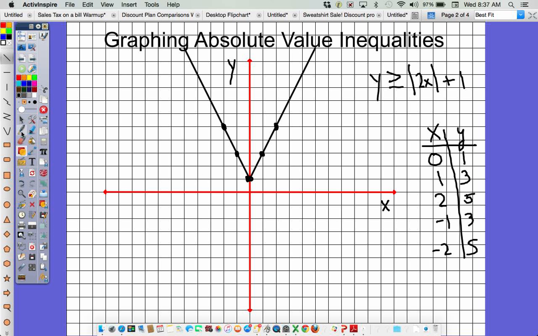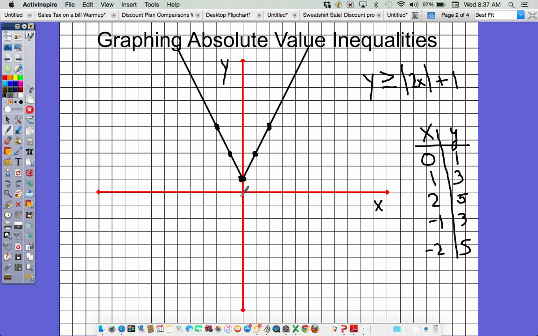So now when we go to test a point, I'm going to test the point 0, 0. So is 0 greater than or equal to 0 plus 1? And that's false at this point. So therefore that means my shading will be above the absolute value graph. So it will be right inside this region.